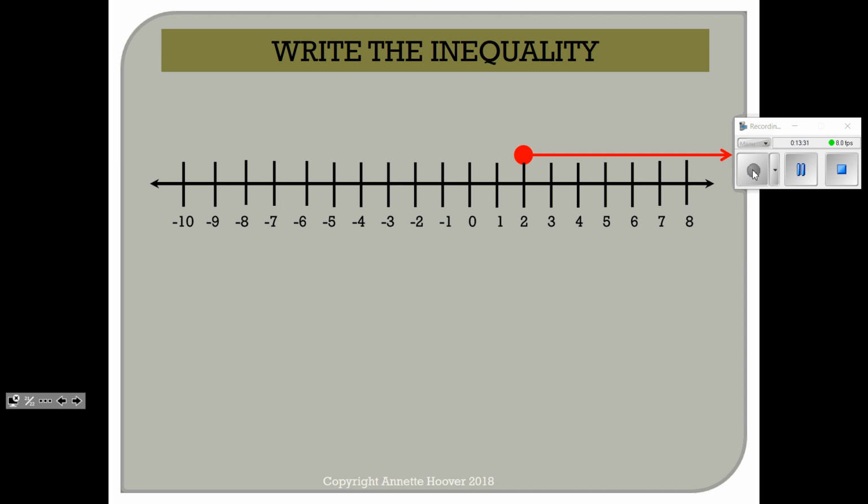Okay, this time we have our variable, whatever variable we choose. Here's our arrow, so this shows you what our sign is. It's greater than. And since it's filled in, it's also equal to. And then we look at the number where it is. So x is greater than or equal to 2.